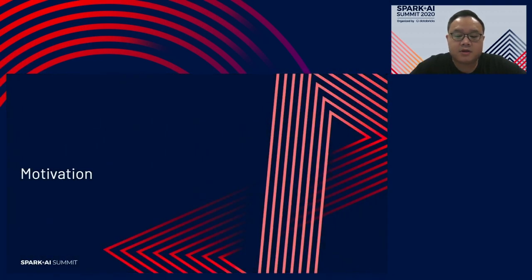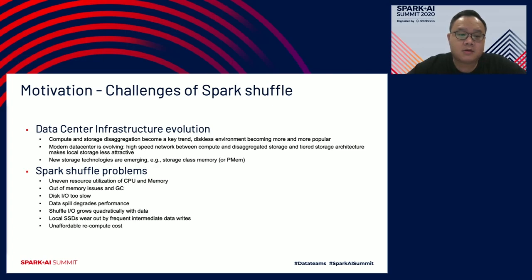Let's take a look at the motivation. Based on our experience of customer engagement, we observed several key changes in the data center infrastructure evolution. The first and foremost one is a trend to do compute and storage disaggregation, because people were able to scale their compute and storage independently. They were able to reduce their cost and provide better utilization of all their hardware resources. And in those environments, it's typically a diskless environment, and it's becoming more and more important.